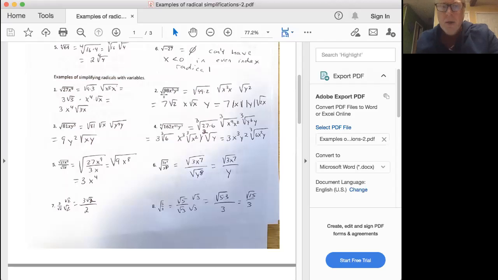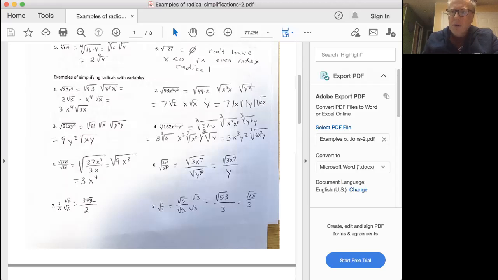So for number 2, we have 98x to the 3rd, y to the 2nd. So let's take a look. The 98 is 49 times 2. 7 squared is 49, so it's a perfect square. Times 2, that gives us 98. So when I simplify that part, I get 7 square root of 2. Now doing what we did before, I have an x to the 3rd. So I write this part as x to the exponent minus 1 power. That's going to be x squared times x. I divide the 2 by the index, which is 2. That gives me this x to the 1st.